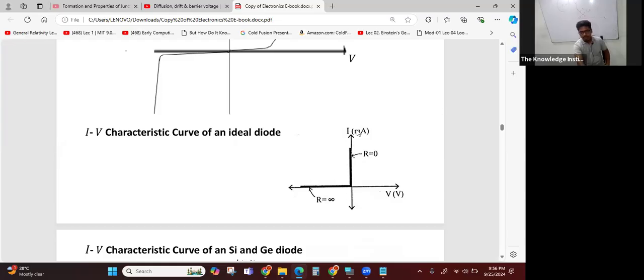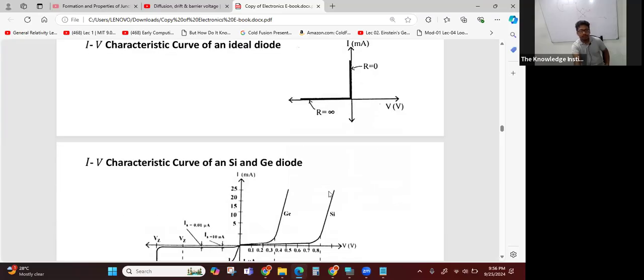So this is the case of an ideal diode. In reverse bias, no current will flow, so the resistance is infinite.